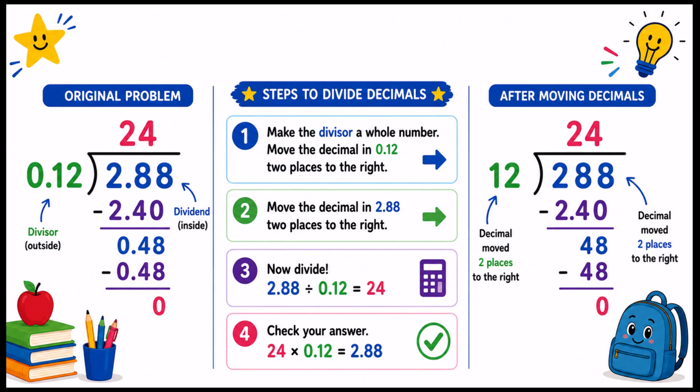Remember, make the divisor a whole number. Move both decimals the same number of places. Divide like normal. And always check your answer. Excellent job.